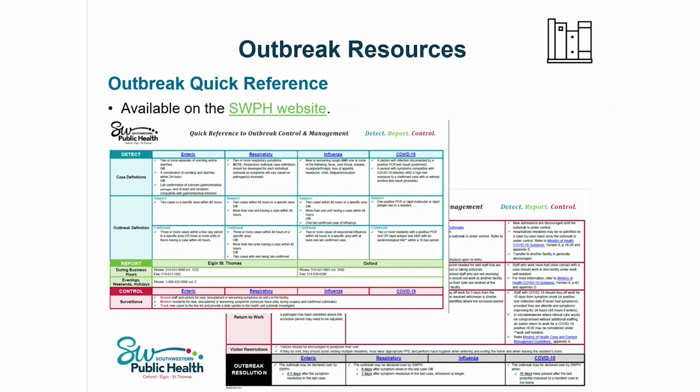And then further down under the pink section, we've got the enteric, respiratory, influenza, and COVID as well highlighted. And if you click on those links, it takes you to the provincial outbreak guidance documents. So there's 3 documents: one for enteric, one for respiratory and influenza, and then one for COVID.